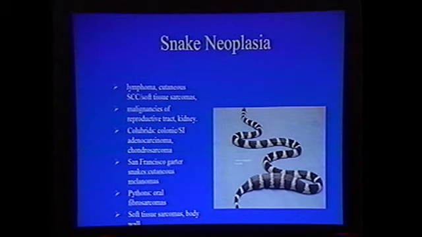San Francisco garter snakes and other colubrid snakes such as bull snakes are somewhat prone to developing cutaneous melanomas. Pythons are prone to developing oral fibrosarcomas, and retrovirus particles have been seen in these tumors. Soft tissue sarcomas of the body wall are common in all snakes.